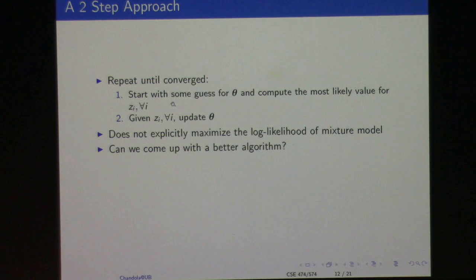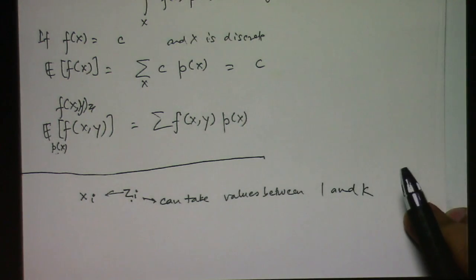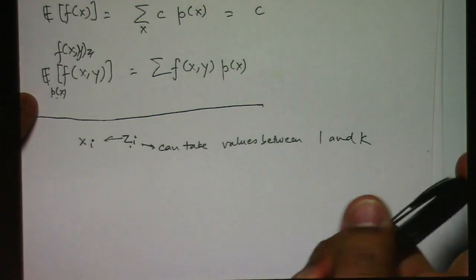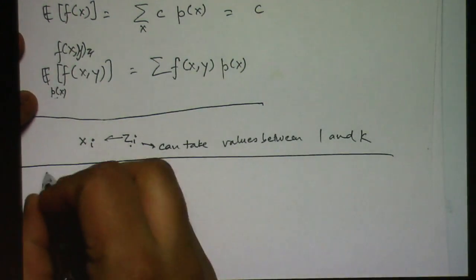One thing we can do, which is something that we did in K-means as well, is start with some initial estimates for theta, some initial guess, and then calculate the most likely value for our hidden variable given theta. If I know what my theta is, I can always compute the probability of z_i to be 1 or 2 using these initial estimates. So let us work it out.